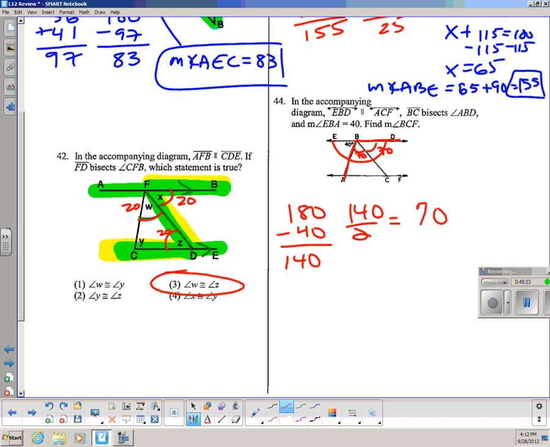And now BCF, well, the two lines, the top and the bottom lines are parallel. So yet again, we can look for the Z. Here's a Z. And my elbow angles are 70 apiece. And now BCF is supplementary to the 70 degrees. So I could say 180 minus 70 gives me 110 for BCF.